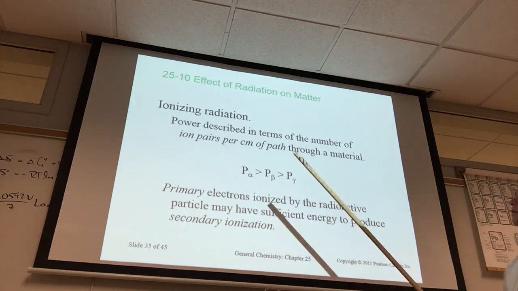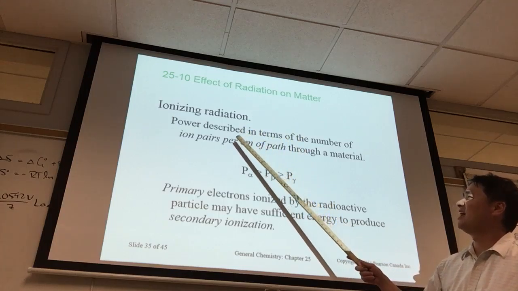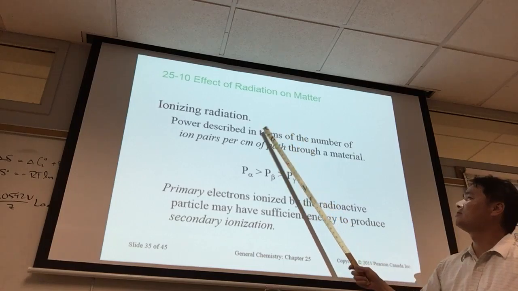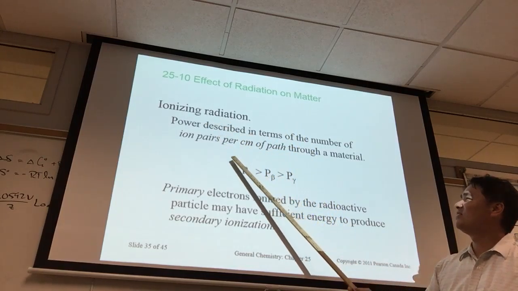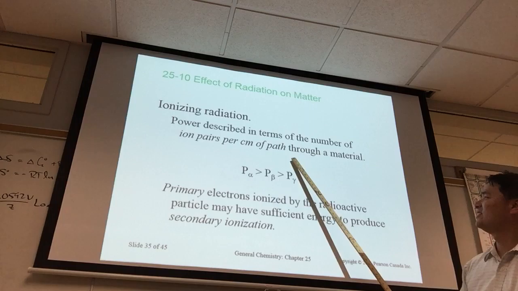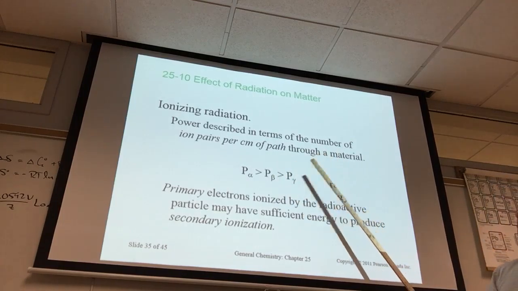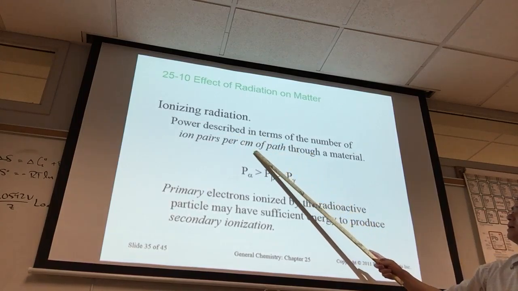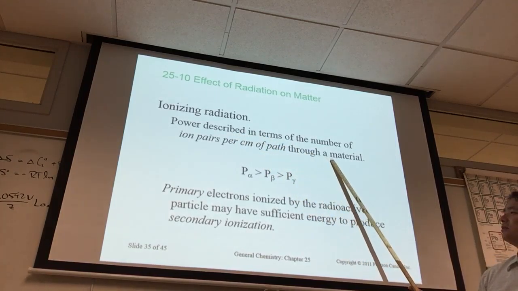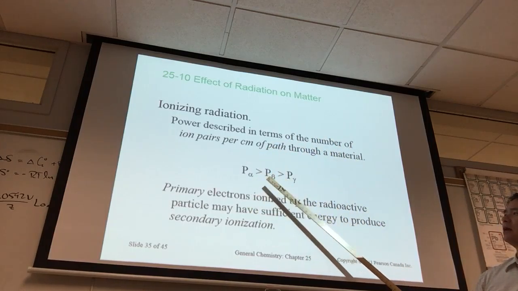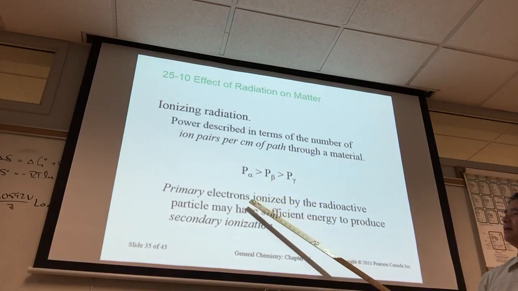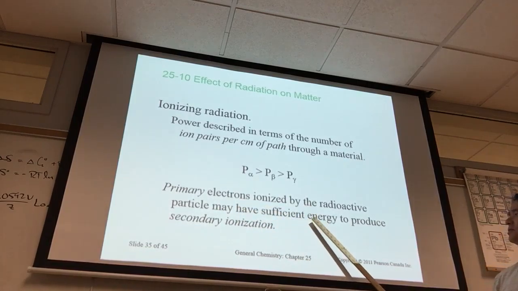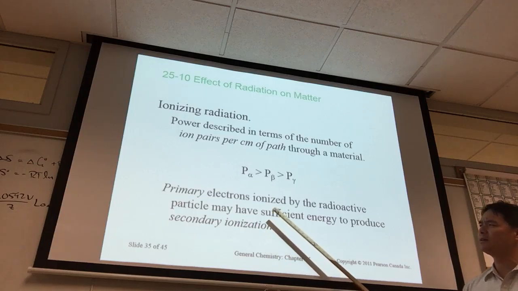And so we have to deal with fission reactors. With fission reactors, we always have to worry about radiation. And so let's take a look at the effects of radiation on matter. We have ionizing radiation. Its power is described in terms of the number of ion pairs per centimeter path through a material. Oh, we'll just ignore that. We'll just look at the ionizing ability. Primary electrons ionized by a radioactive particle may have sufficient energy to produce secondary ionization. So we might get secondary ionization.